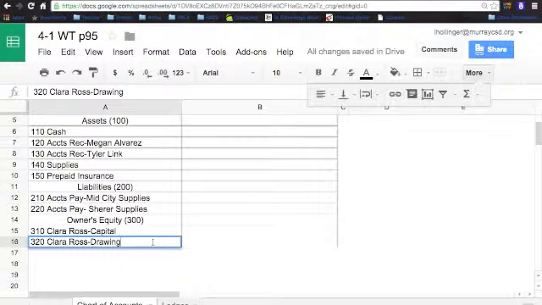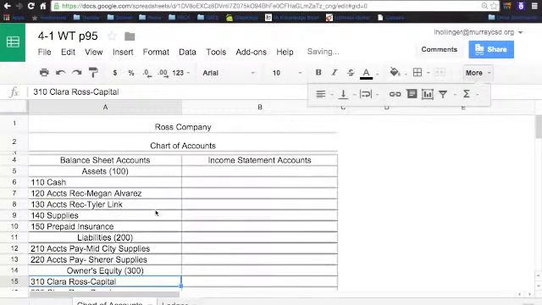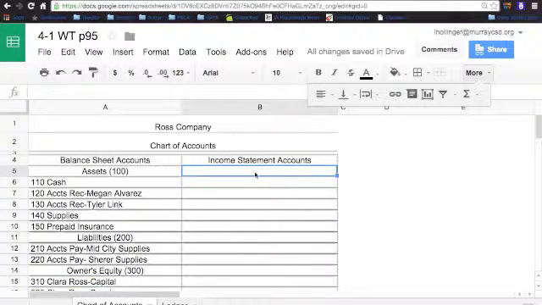Okay, so that organizes all of our balance sheet accounts. On the right side, this is where we're going to organize our income statement accounts. Our income statement accounts are always the revenues, the money coming in, and our expenses, the money going out. So we'll start with the title, revenue, and those are our 400 accounts. And then we'll center that title.